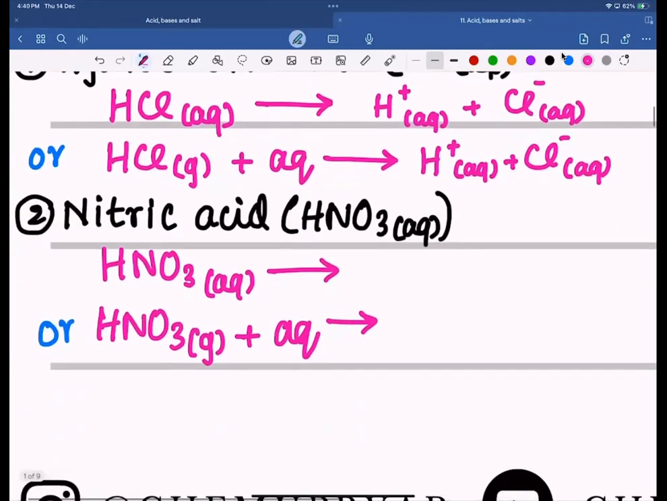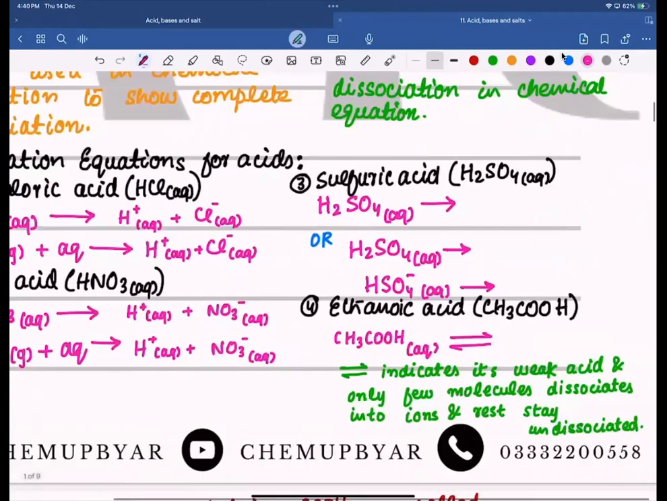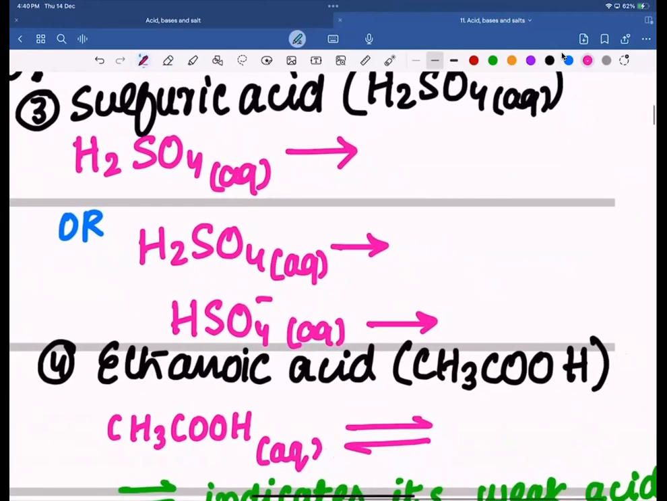Now, see, hydrogen ion is formed and nitrate ion is formed, or you can write it in the second way, where there is AQ written along with the nitric acid, hydrogen nitrate. Hydrogen ion is formed in the aqueous state and nitrate ion is formed in the aqueous state. Okay. Now let's move over here.